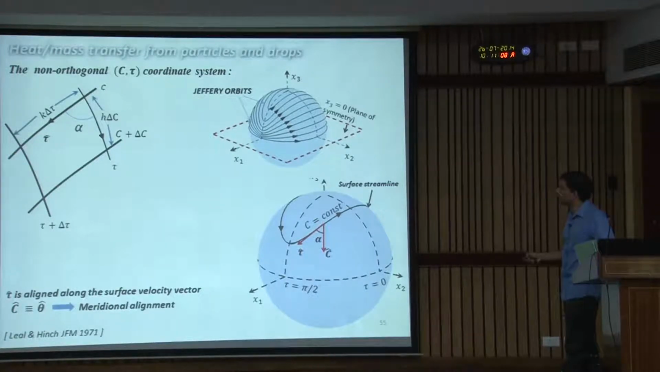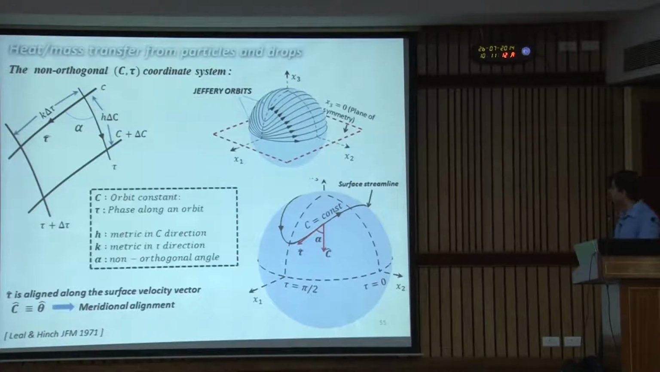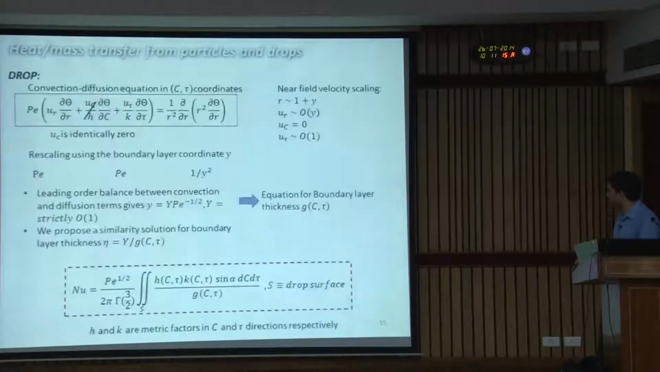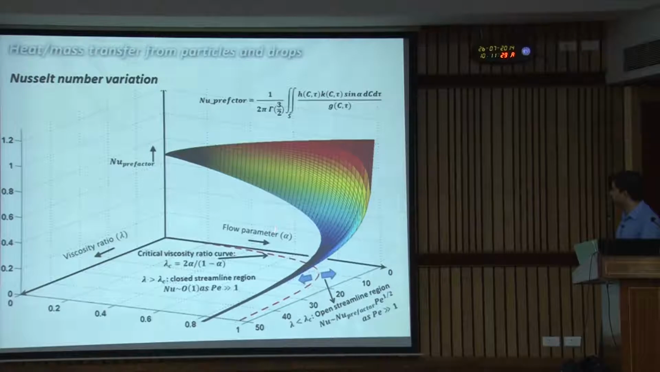Okay, so if you know how to use it, it's very nice. You can do this, and you have non-trivial metric factors and so on, and you can calculate. So you write down the convection diffusion equation in C tau coordinates, and do the Nusselt number integral in C tau coordinates, and once you do that, you get the Nusselt number surface for a drop.